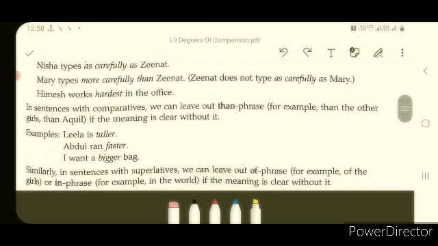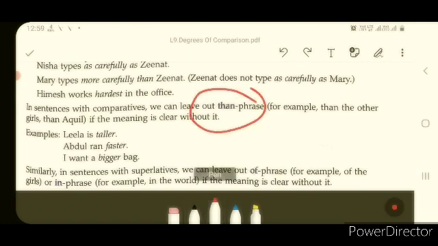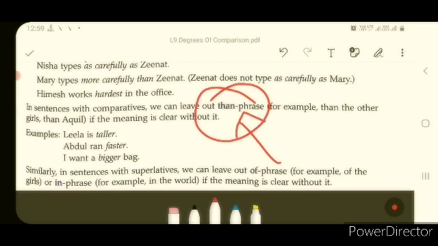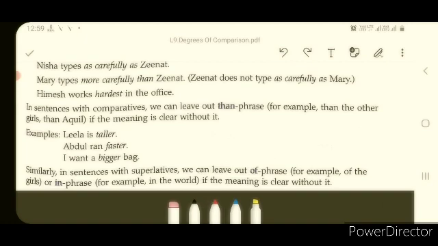In sentences with comparison, we can leave out the than phrase, for example, than the other girls, than Akil, if the meaning is clear without it. Only if the meaning or expression gets clear without the usage of than can we drop it. Otherwise, you have to use than in each and every sentence, just for the sake of brevity. See, Leela is taller, Abdul is faster. I want a bigger bag. But we will be focusing more on the usage of than because I feel you are too young to omit this now, and it will create confusion for you. But just keep these things in mind, as and when it could be omitted, you may omit it.